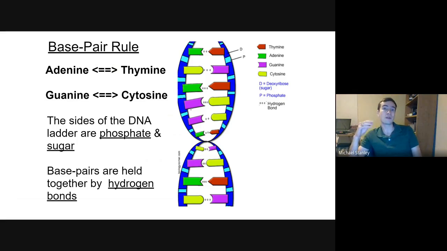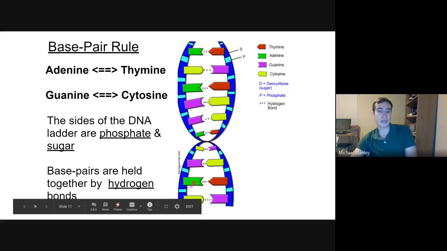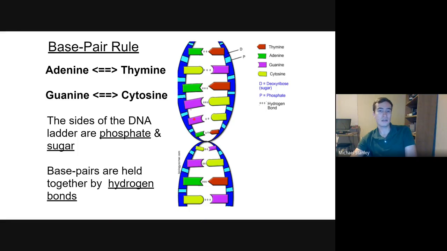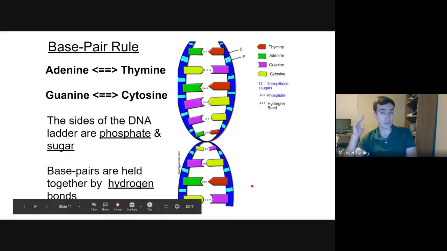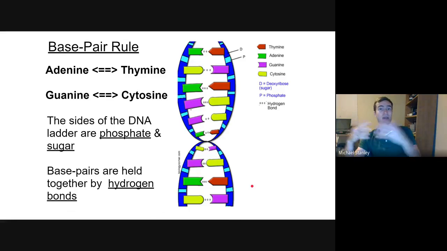So always in DNA, you'll know that if there's a T on one side, there has to be an A on the other side. If there's an A on one side, there has to be a T on the other side. If there is a G on one side, there has to be a C on the other side. And if there is a C on one side, there has to be a G on the other side. Always in DNA, the bases will line up this way.